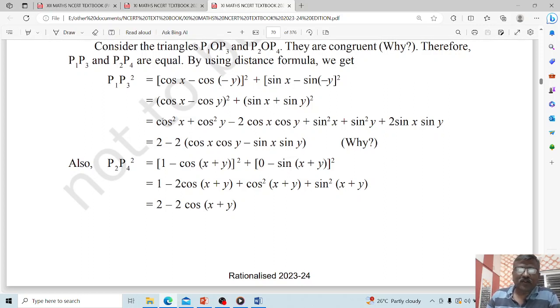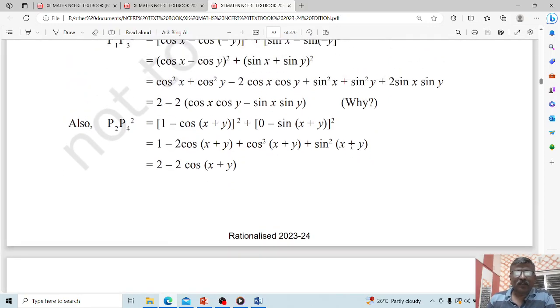You can easily see that cos square plus sin square is 1, and cos square y plus sin square y again is 1. 1 plus 1 is 2, so 2 minus 2 (cos x cos y minus sin x sin y). Why? Because cos square x plus sin square x is 1, and cos square y plus sin square y is 1. That's how it becomes 1, and 1 plus 1 becomes 2.